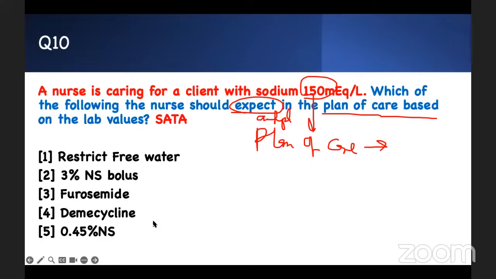The things we do to bring the sodium down is to let them drink water, not restrict. So restricting is bad. Let them drink free water. Don't give them any more sodium. 3% is too high. Get rid of the sodium with furosemide. You don't block ADH, because ADH is going to absorb water and dilute your sodium. If you block it, it's not good. You can give them half normal saline. That will bring the sodium down. So 3 and 5 are your answers. Fluid and electrolytes require some thinking.